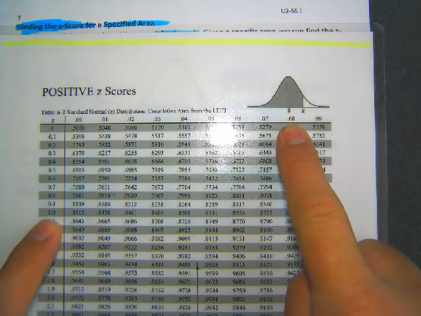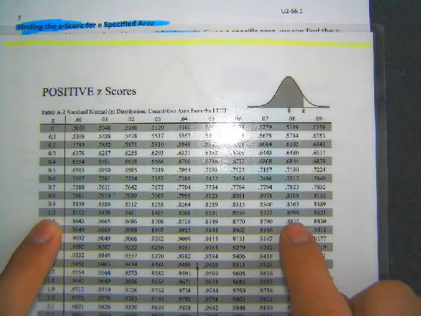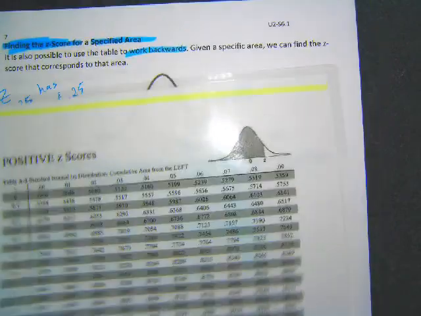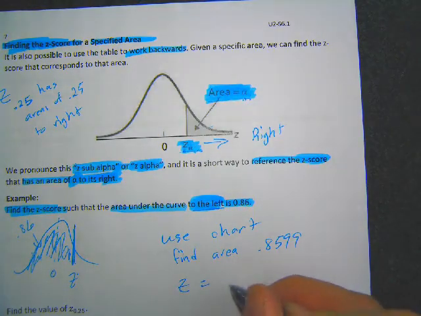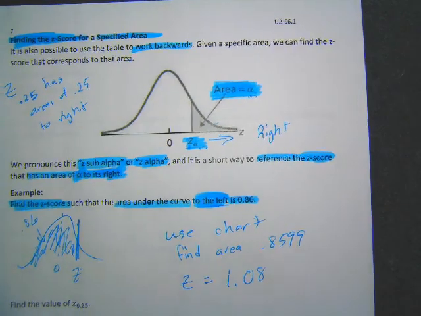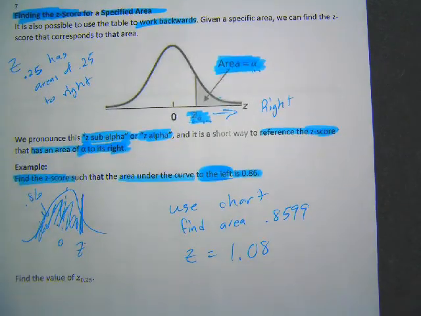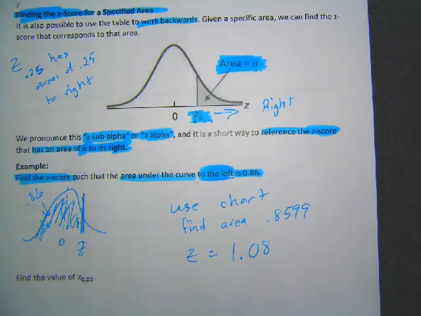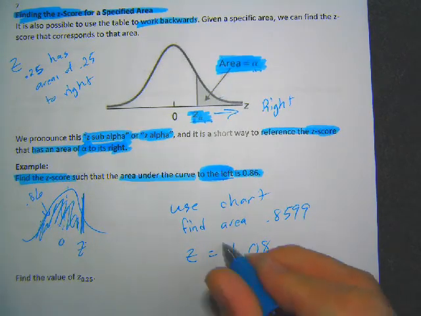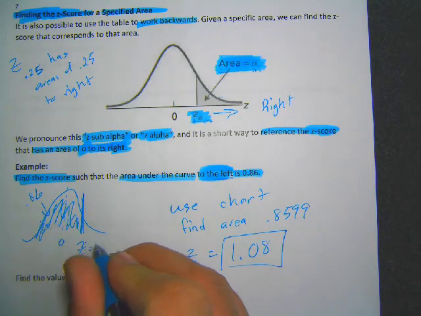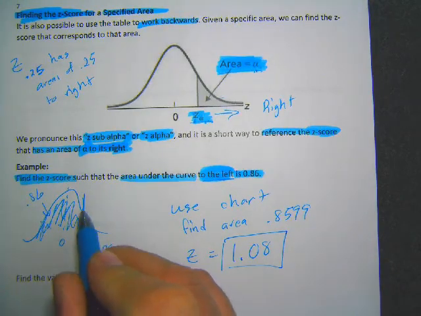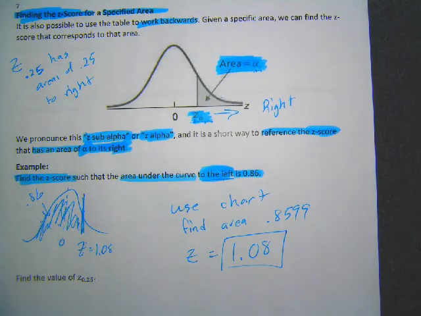So the 1.0 is the beginning for 0.8599, and then 0.8. So it has a z-score of 1.08. And because the chart is already to the left, straightforward, right? We're done. That is the value. That's what they're looking for. It's a z-score. So z here is 1.08 because that will have a percentage of 0.86 to the left.